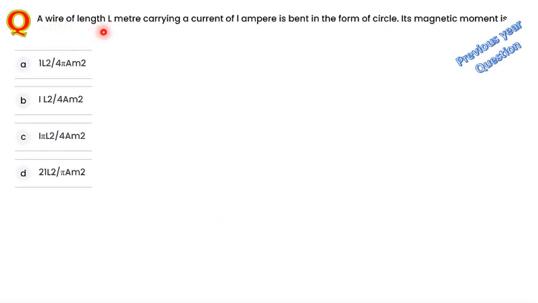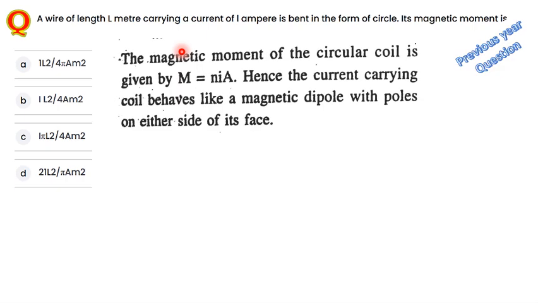Here is a wire of length L. The wire of length L carrying a current I ampere is bent in the form of a circle. A lengthy wire is bent in the form of a circle. Capital M is the magnetic moment, and that's what they are asking here. For this one, you can go through the theoretical part. The magnetic moment of a circular coil is given by M is equal to N I A, where I is the current, A is the area of cross section, and N is the number of turns. This is the formula.